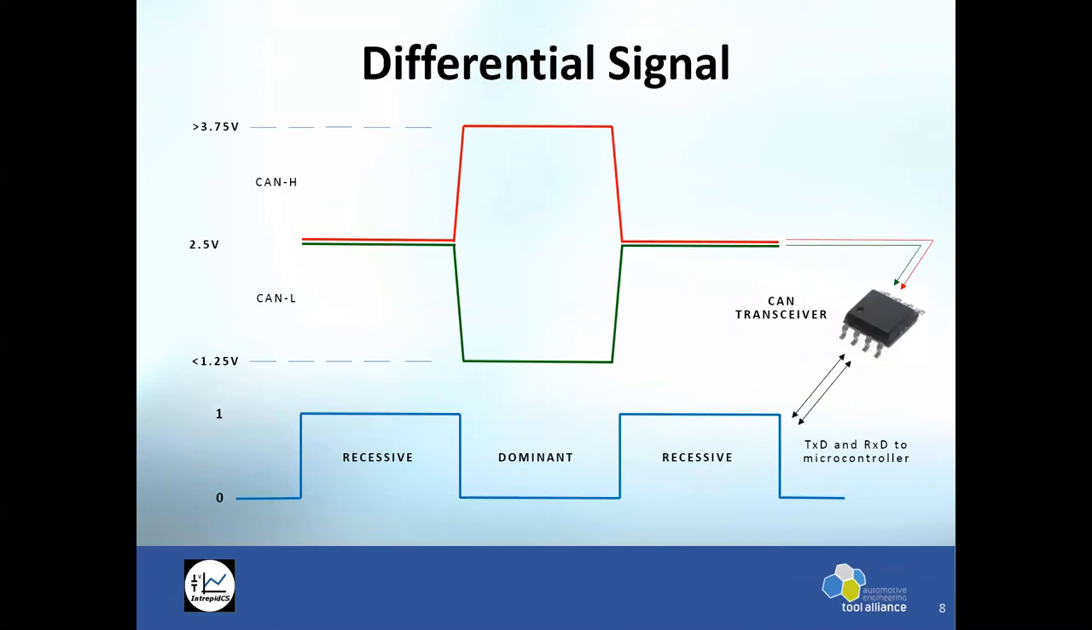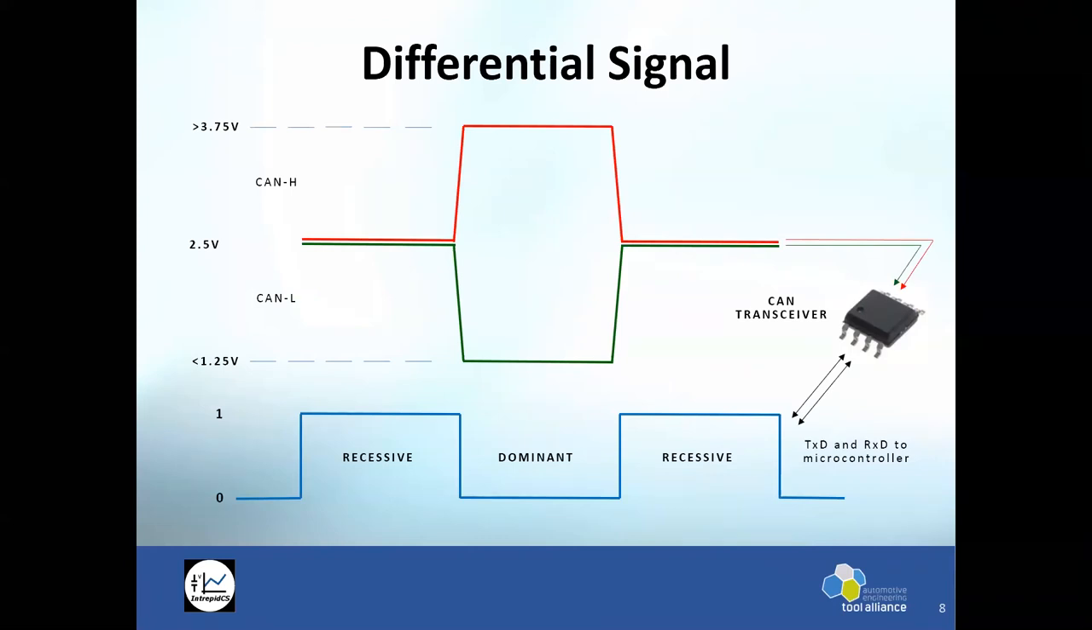And then when a signal comes in, we get a differential. So the CAN high will go to a voltage above 3.75 volts, and CAN low will go to a voltage below 1.25 volts. Every ECU on the bus will have a CAN transceiver on it. And what that does is convert the differential signal into a logical signal on the TXD and RXD lines that go back to the microcontroller.